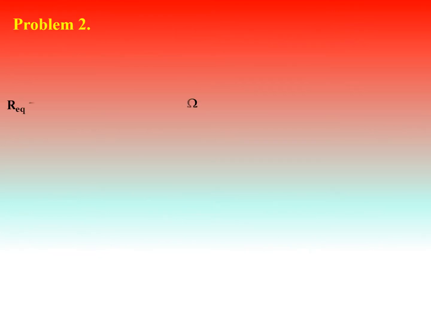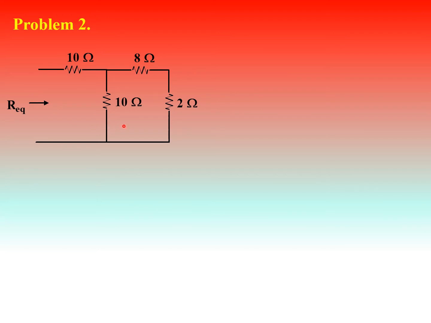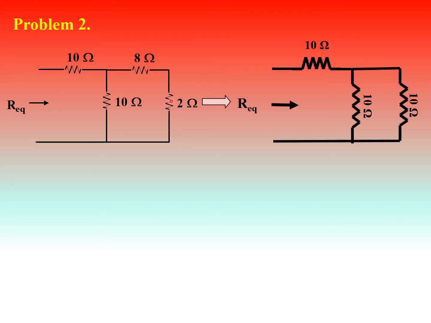Another problem. So this can also be reduced into an equivalent resistance. This 8 and 2 ohm, these two are in a series combination. So these two can be added together to form a 10 ohm resistance as shown here.